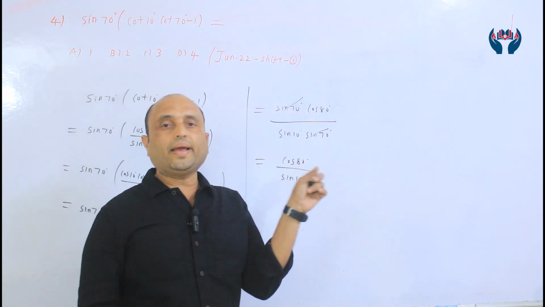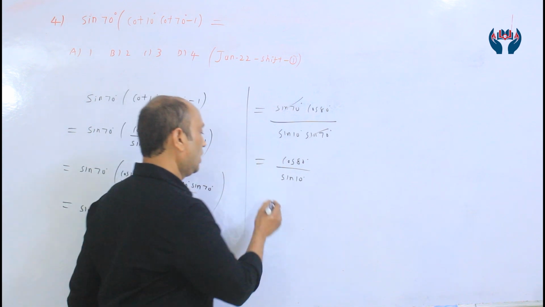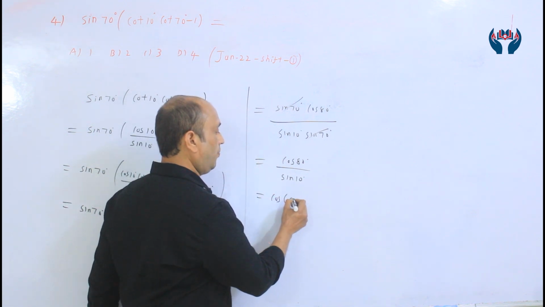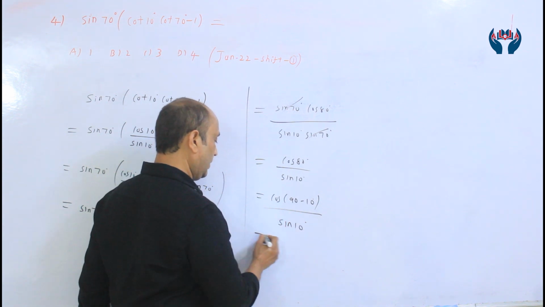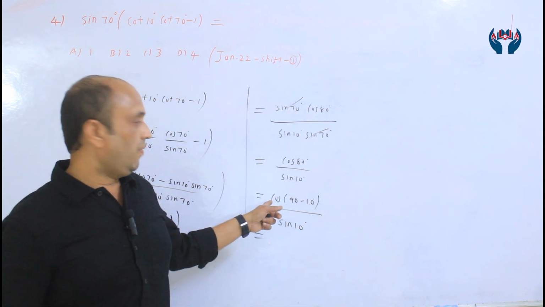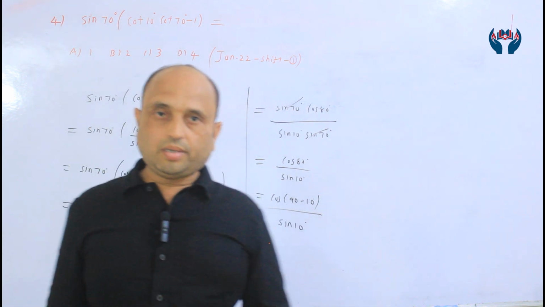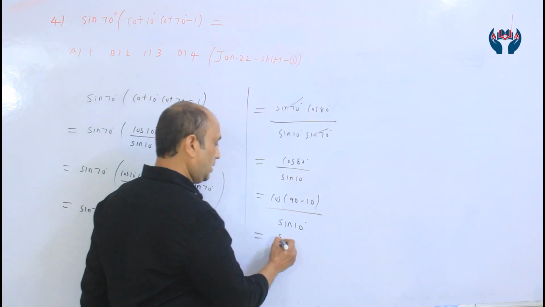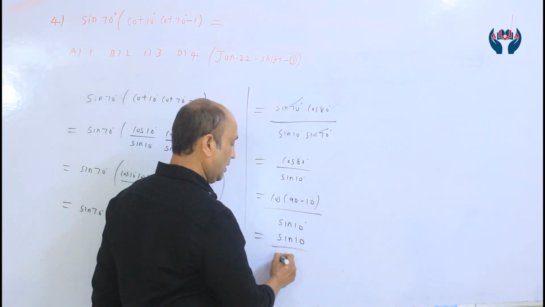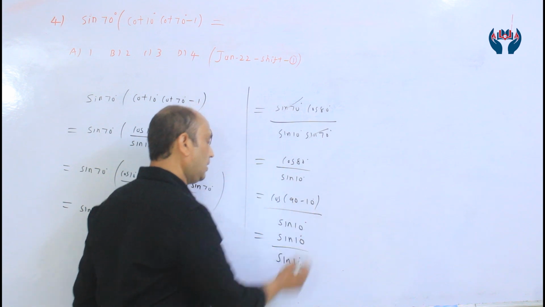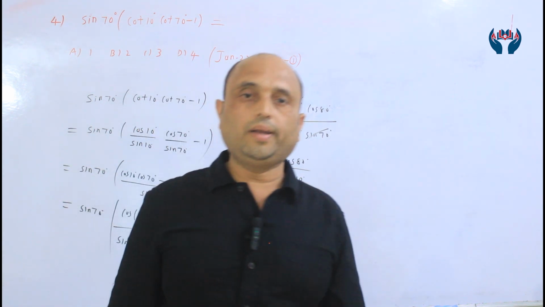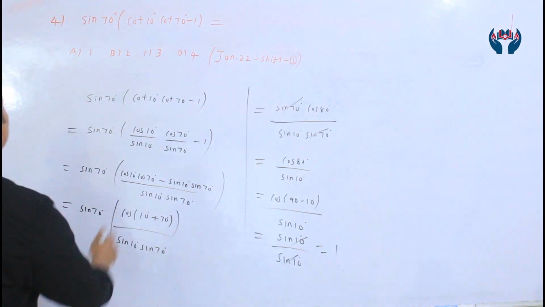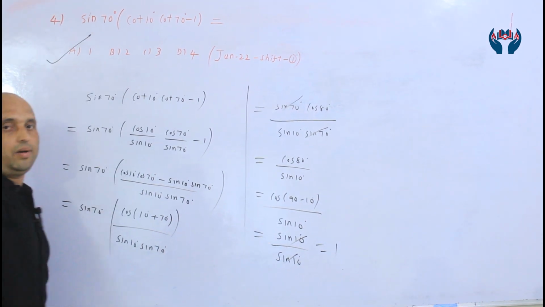So 10 degrees and 80 degrees are complementary. We can write cos of 90 minus 10 degrees as sin 10 degrees. This is the form of cos(90 minus theta), and cos(90 minus theta) is sin theta. So that is sin 10 degrees. Sin 10 gets cancelled. The answer is 1. So therefore the required option is the correct answer.